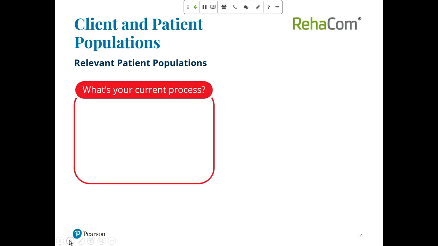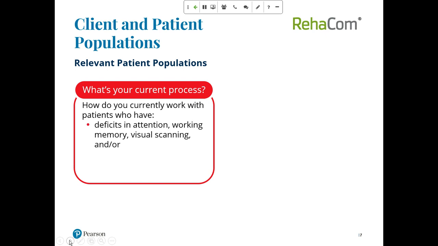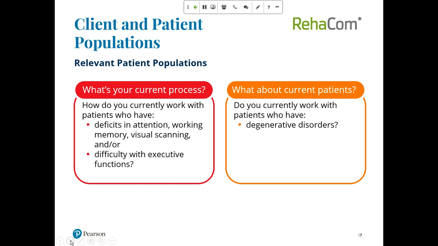What are those current processes that you're currently using? Do you have patients that have deficits in attention, working memory, visual scanning, or executive functions? Chances are that's a relevant population for the RehaCom program. Some of these individuals may be children or adolescents, they may be adults or even older adults. And when you think about problems with attention, of course, that's both auditory as well as visual. And when you think about visual scanning, we're referring to, do they see their entire visual field or just one part of it? And do they have trouble formulating plans, prioritizing, organizing, coping with the demands that we would consider executive functioning?